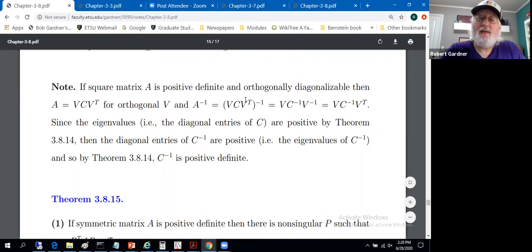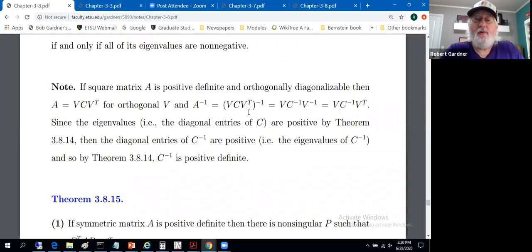If a square matrix A is positive definite and orthogonally diagonalizable, that is, if we can write A in this form, where V is orthogonal, A inverse would be the inverse of V C V transpose. Reverse the order on these, that'd be V C inverse V inverse. So I'm a little puzzled by what happened here. We got an inverse transpose. Let's see, an inverse over here.